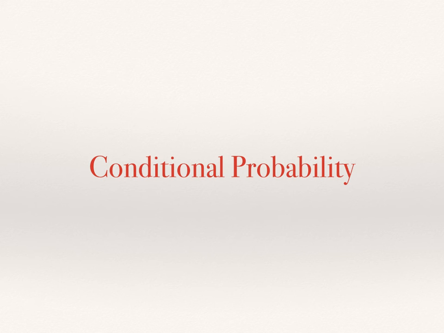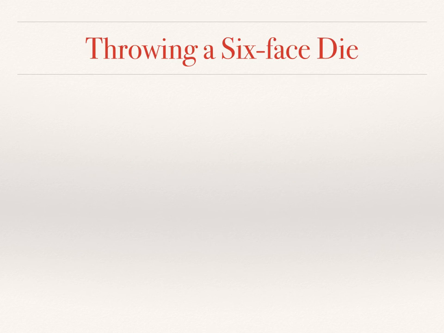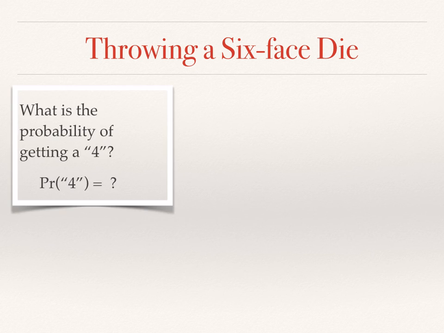Welcome back. So this video is going to be about conditional probability. Let's start with an example of throwing a six-face die. This is going to be a fair die, so every face has an equal probability of coming out. And I'm going to ask you, what is the probability of getting a 4 once you throw this fair six-face die? And I'm sure you'll say promptly that the probability of getting a 4 is 1 over 6.